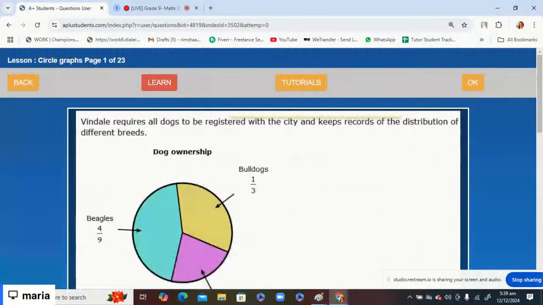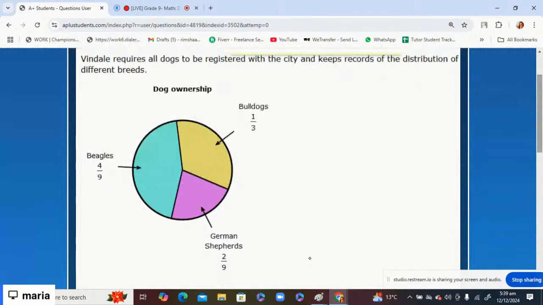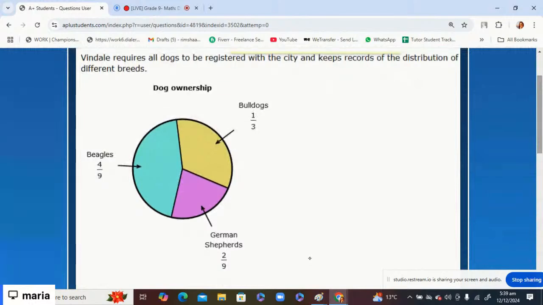The city requires all dogs to be registered and keeps a record of the distribution of the different breeds. Bulldog is 1 by 3, German Shepherd is 2 by 9, and the Beagle is 4 by 9. What is the greater? That's the Beagle. Then it's Bulldogs, and then the German Shepherd. Okay.